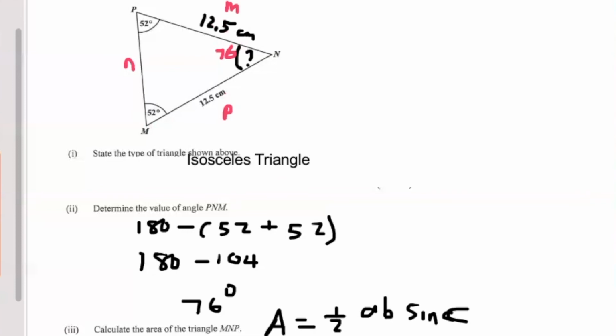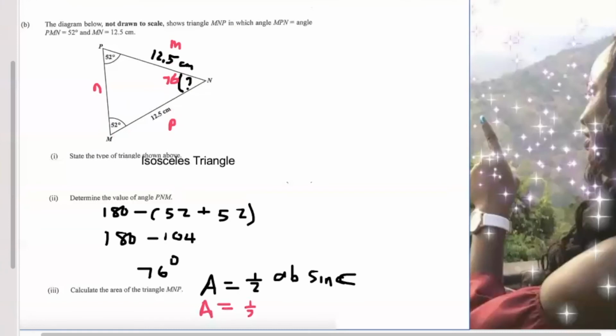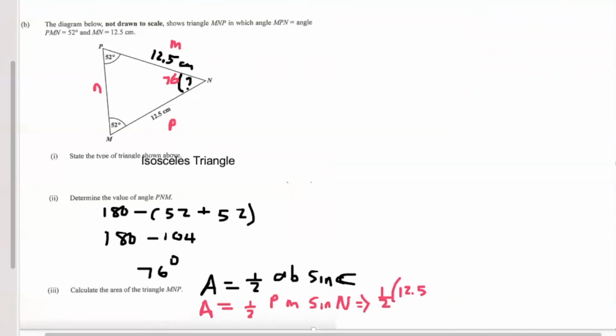So manipulating this formula, area is equal to half, instead of A and B, I'm going to have p times m sine capital N. Now we know what is capital N. So we have a half. Side p is 12.5. And the next side is also 12.5. So we will have 12.5 times 12.5 times sine 76. Now all of this could enter into your calculator. A half times 12.5 times 12.5 times sine 76. And when you enter this into your calculator, you're going to get 75.8, and the unit is centimeters square.